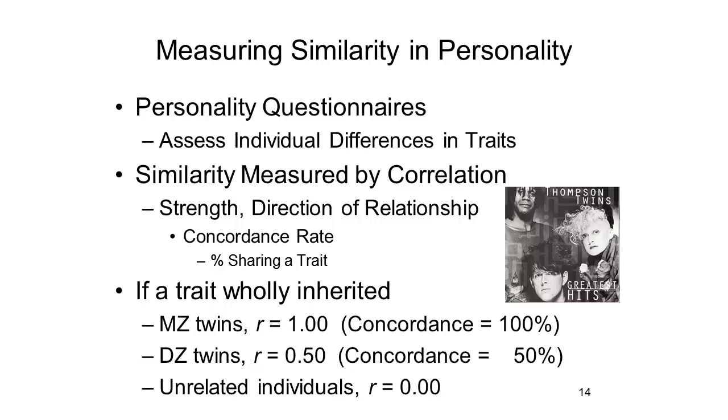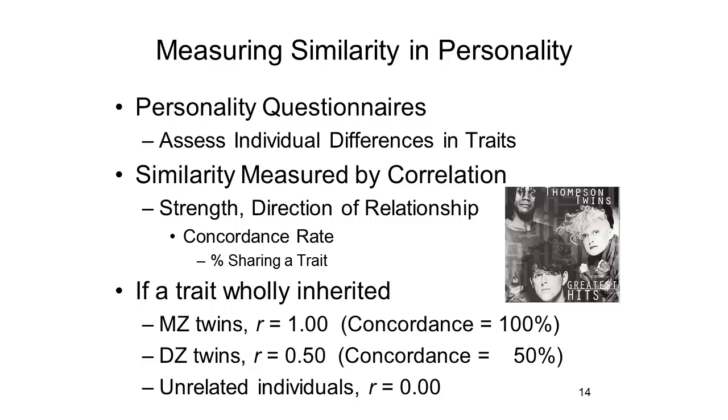And again, if the trait is wholly inherited, we would expect some degree of similarity in personality between dizygotic twins as well, because they are genetically similar to at least some extent. For genetically unrelated individuals, we'd expect to see no correlation. If a trait is wholly inherited, then if there's no genetic overlap, there should be no similarity in personality.